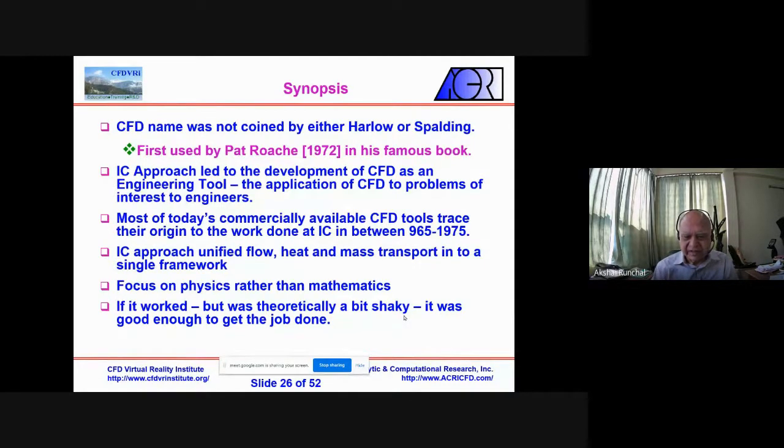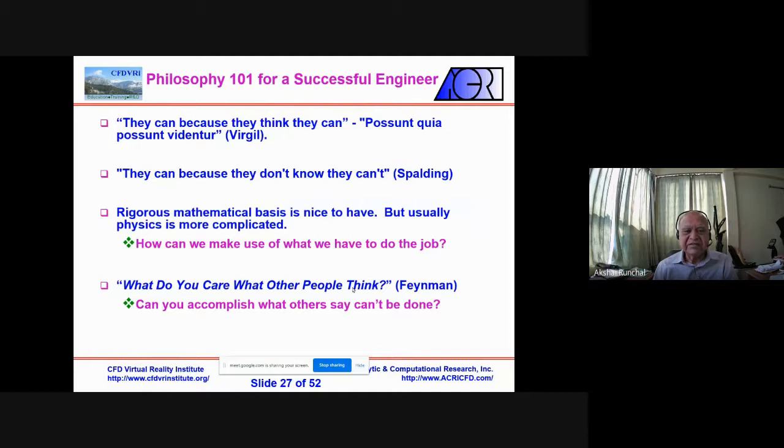So that's what happens. The main thing about the Imperial College approach is that it unifies flow, heat, and mass transport in a single framework, and its focus is on physics, that is the engineering interest, rather than on mathematics. These are some of the things Spalding was fond of saying, and one of them is: they can because they don't know they can't. So this is like climbing a mountain, not knowing how to climb a mountain, but you make a good effort and you succeed sometimes.